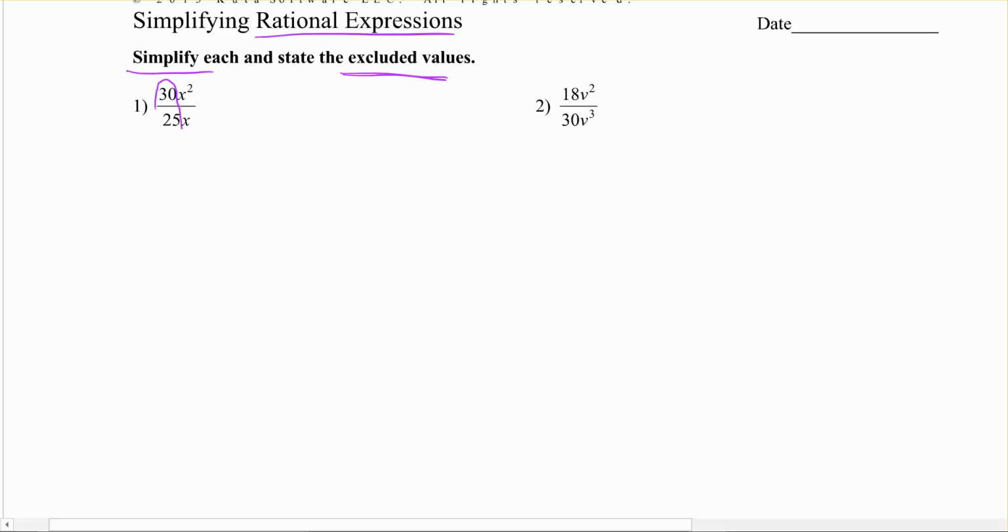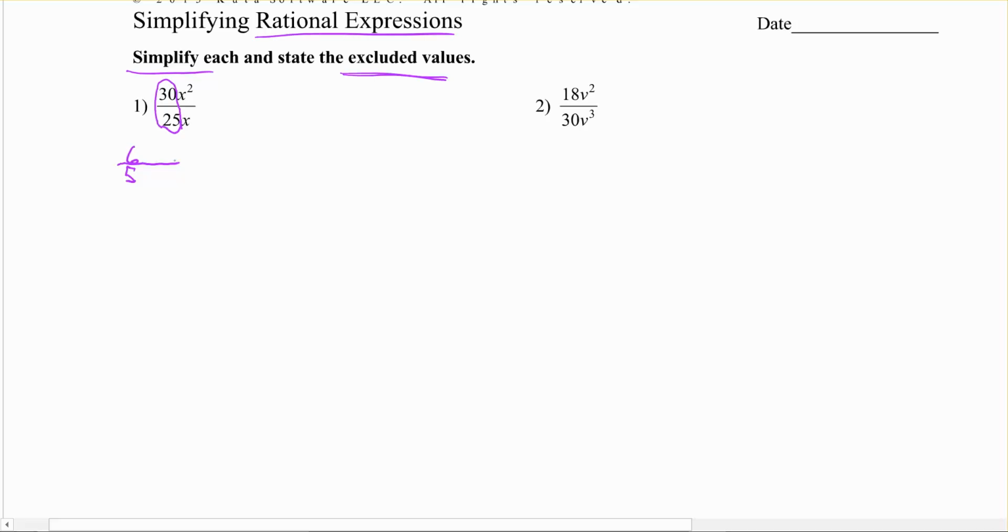Simplifying this, you can see we can break it up into really two things. You've got 30 over 25. So we can just simplify that fraction. What goes into 30 and what goes into 25? That's 5, it goes into both. I can divide 30 by 5 and 25 by 5. So that fraction alone I could rewrite as 6 over 5.